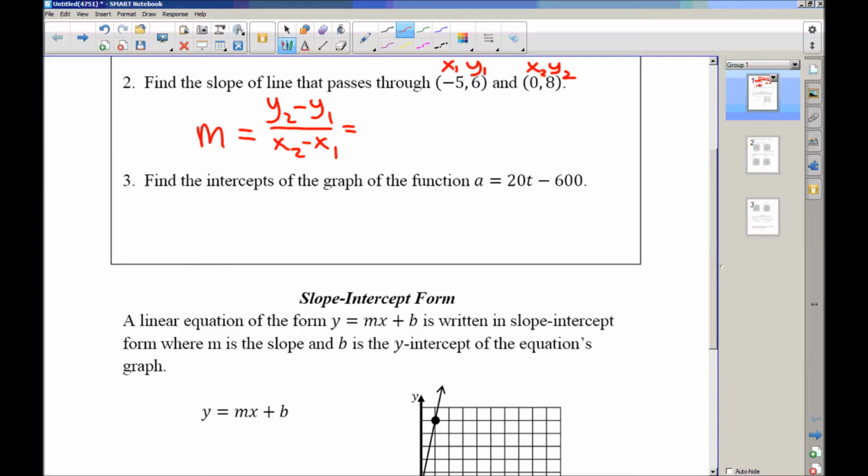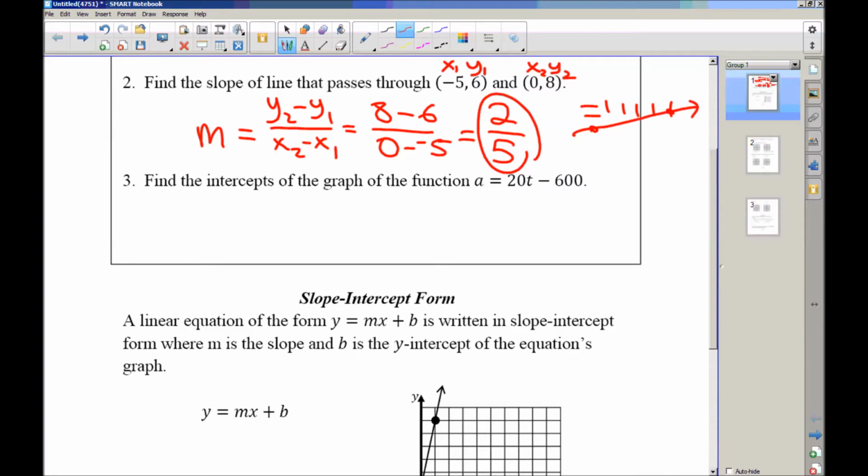So we just take the second y and subtract the first y over top of the second x minus the first x. Okay. So 8 minus 6 gives us 2 on top, and 0 minus negative 5 gives me 5 on the bottom. So the slope is 2/5, which means if we knew a point on the line, we could go up 2 and over 1, 2, 3, 4, 5 to get a new point on that line.